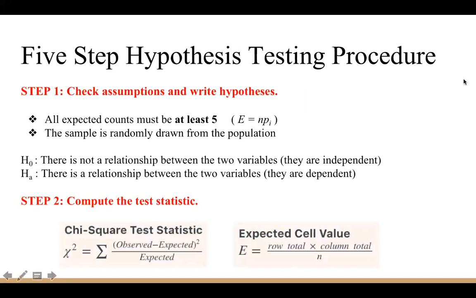So step 1, you're going to check your assumptions and write your hypotheses. They're similar to the ones that we just had before. Your expected counts must be at least 5. You also want to make sure that your sample is randomly drawn from the population. When you write your hypotheses, your null hypothesis will be that there's not a relationship between the two variables; they are independent. Your alternative hypothesis will be that there is a relationship between the two variables and they're dependent on one another.